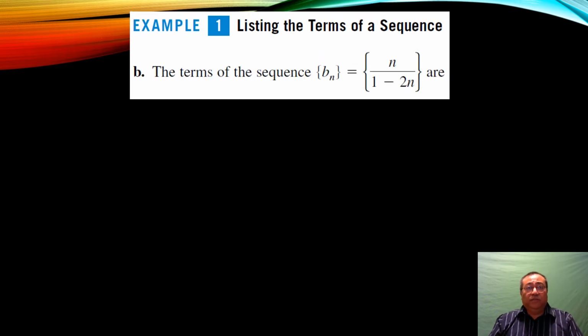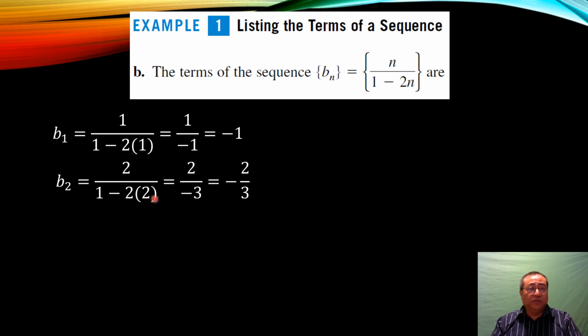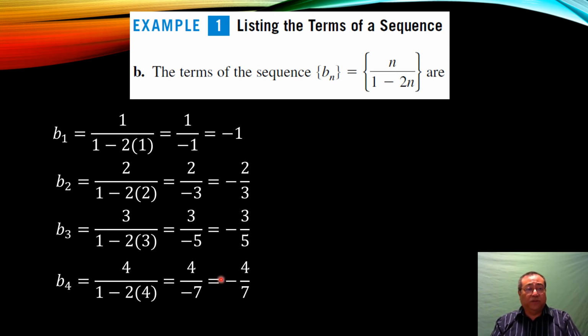Here's another one, b sub n. Again, all we're doing is substituting numbers. I substitute 1, so it's 1 minus 2 times 1, which ends up being negative 1. Then 1 minus 2 times 2, which ends up being negative 2/3, then negative 3/5, negative 4/7. I did not claim that these will all be integers. They're just discrete, meaning there's a distance between b sub 1 and b sub 2, in this case a distance of 1/3. They're discrete, but that doesn't mean they're all going to be integers.